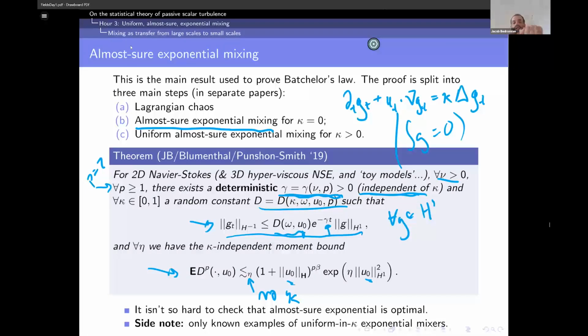Okay, so if you fix u and omega, you have this thing. So it's important to see that this constant does not depend on g. That's really important.